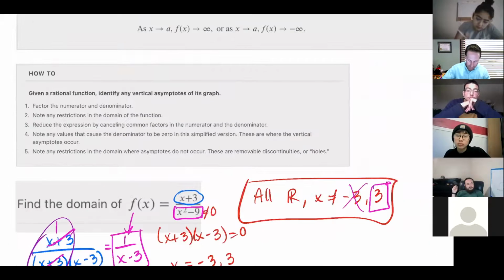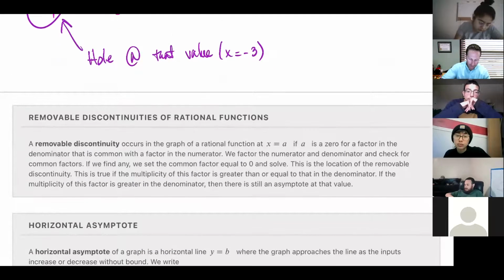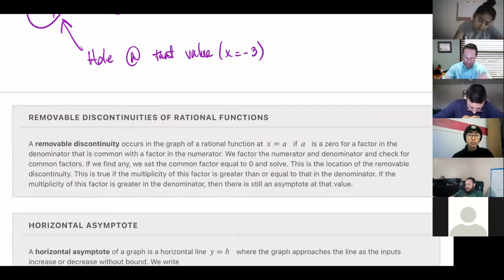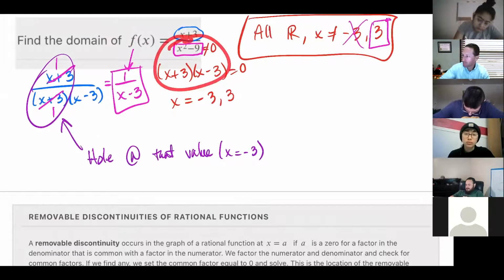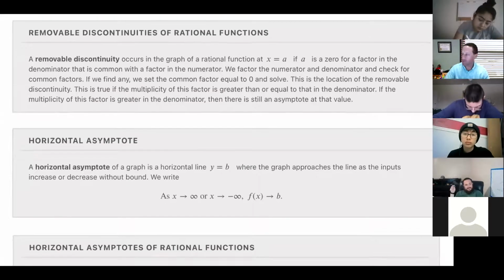Okay? So little nuances, that's just a special thing, and we will call it a removable discontinuity. Because it's not continuous at that value, it's a hole. Okay, but it's something that is not as restrictive as a vertical asymptote. Okay, so little things like that that we have to make sure that we know.